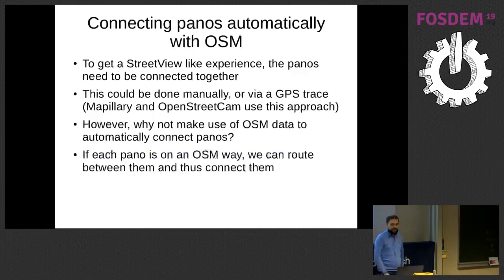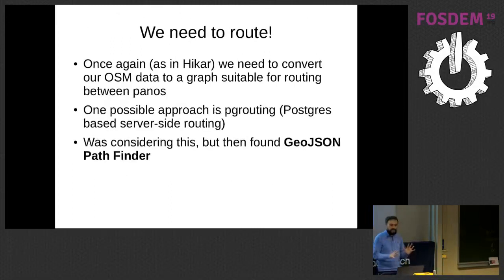Okay, so this is the focus of the work I've done so far, this idea of being able to connect the panoramas automatically using underlying OpenStreetMap data. So how do I do that? Well, basically, again, it's going to be using routing. Routing has come up quite a lot today. I used it in HiCar, and then obviously Peter was talking about GraphHopper earlier on.